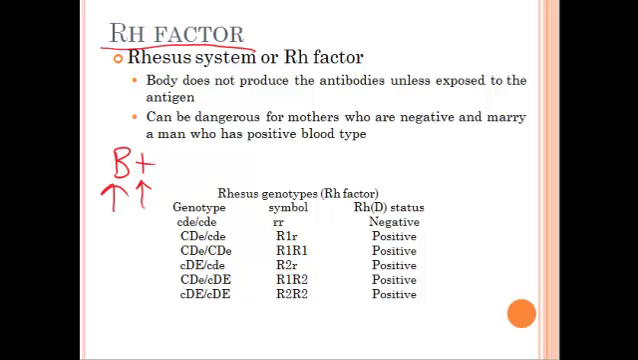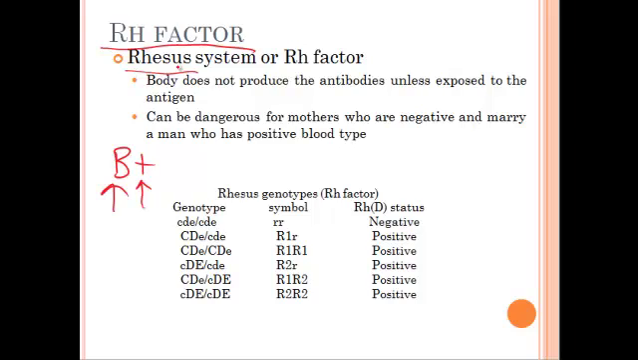In the Rh factor, we only have positive and negative blood types. In the ABO blood system, your body is actively producing antibodies against the other types of blood types. Rh antibodies are only produced after the blood comes in contact with that antigen. It's called Rh factor because it was originally found in a rhesus monkey. So a rhesus monkey showed that humans have the same system of blood typing, positive and negative. Only after your body comes in contact with this other blood type does it become a problem.